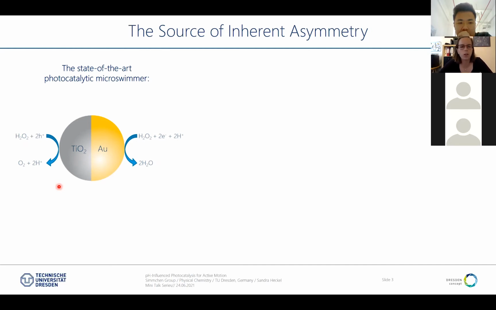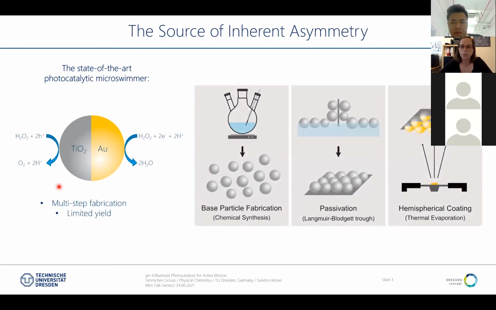What you probably also can imagine is that for this kind of microswimmer, you have to go through multiple steps to actually get it, and the yield is somewhat limited. If you imagine how you would make it, there would be more or less 3 steps. Of course, first you would somehow need your base particle, which could be titanium dioxide microparticles. You would probably synthesize them.